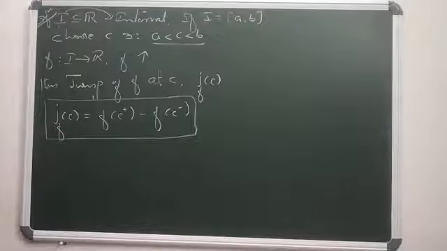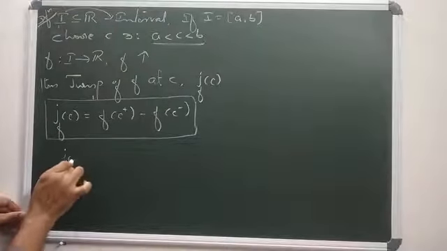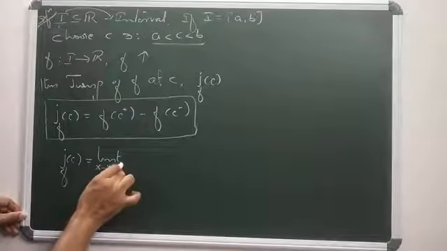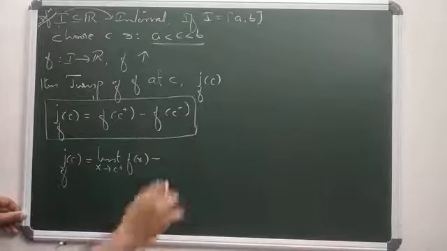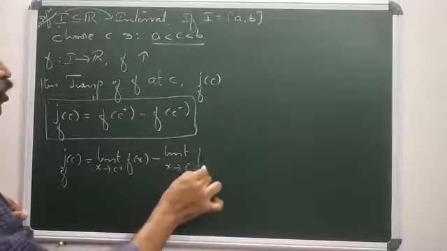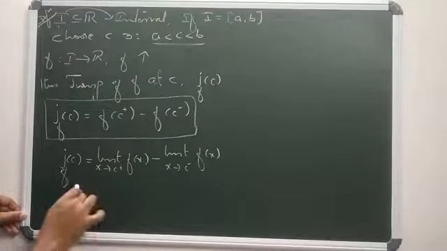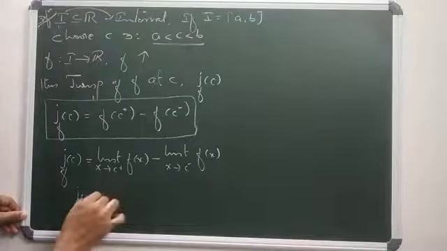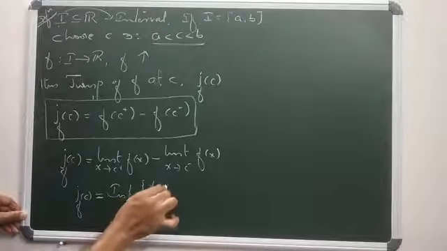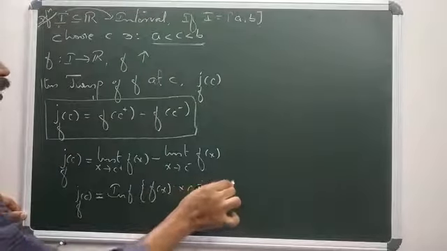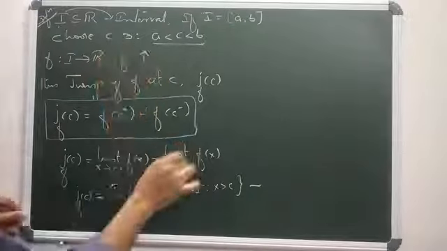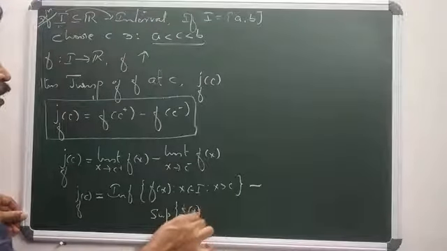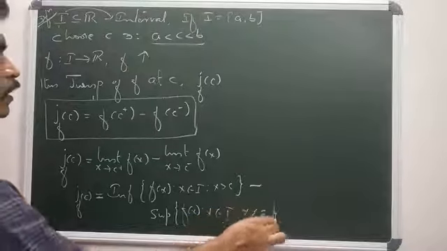With the help of the previous theorems, we redefine this. J_f(C) equals f(C+), which is the limit as x tends to C from the right of f(x), minus f(C-), which is the limit as x tends to C from the left of f(x). Also, by the previous theorem, we already proved that the right limit is the infimum of f(x), where x belongs to I with x greater than C, and the left limit is the supremum of f(x), where x belongs to I with x less than C.